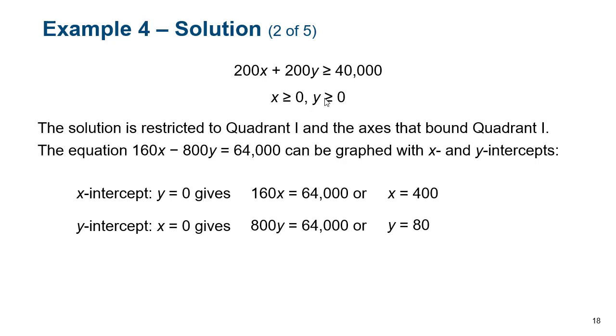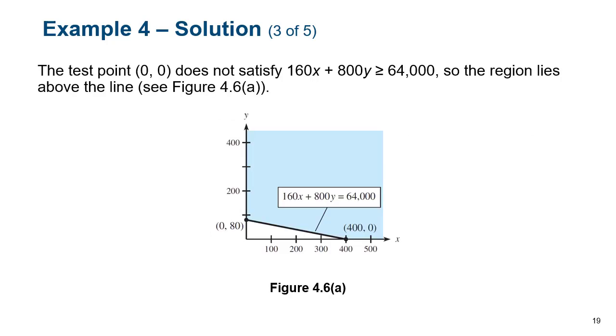Oftentimes with these real-world examples, we always have the added constraints that the x and y values both have to be greater than or equal to 0. So now it's a matter of graphing things and shading them in. You can see that our shade stops at the x-axis because y being greater than 0 means we're only to the right, and x being greater than or equal to 0 means we're only above.